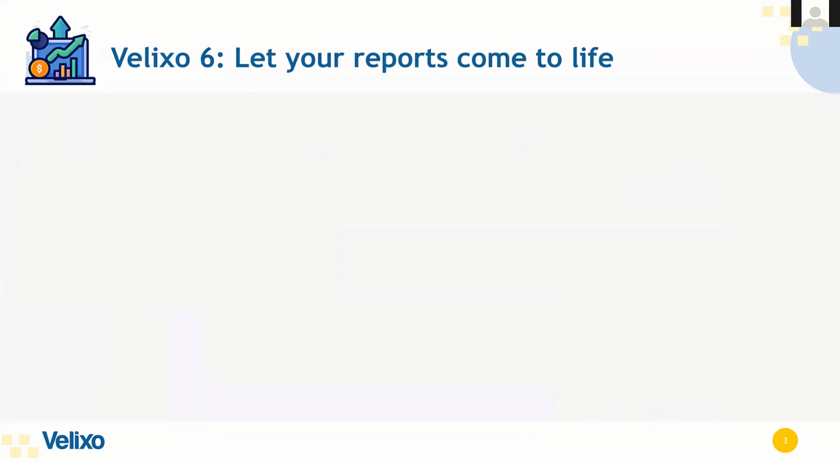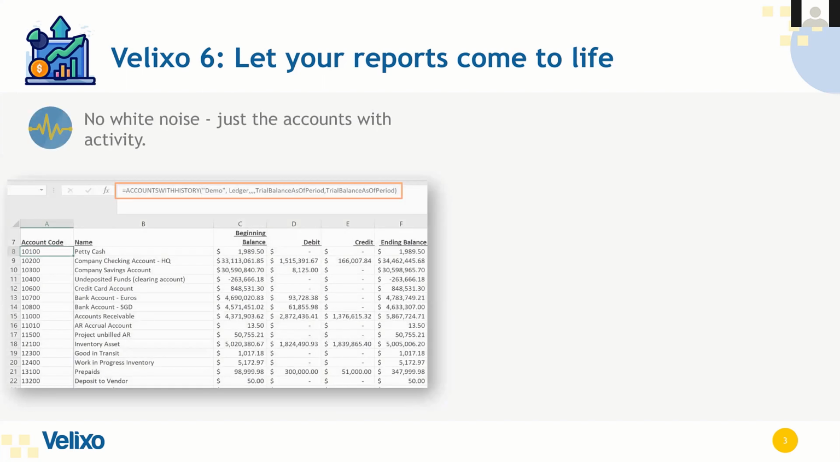The next big theme of Velixo 6 is making your reports more dynamic than ever. Both improvements I'll talk about in this section deal with visual cleanliness and avoiding the clutter of unnecessary zero balance rows in your reports. The first one will be especially helpful when building trial balances. It includes two brand new functions named Accounts with History and Accounts and Subaccounts with History. Let's look, for example, at how the first one works.